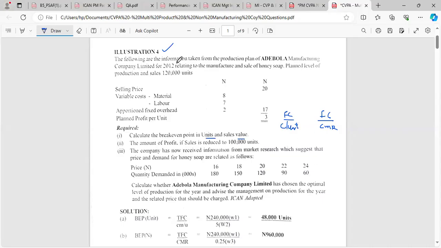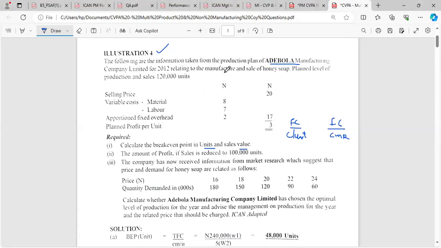It said that the following is the information taken from the production plan of Adebola Manufacturing Company Limited for 2012, relating to the manufacture and sale of honey soap. The planned level of production and sales is 120,000 units. So what you plan to produce and what you plan to sell is 120,000 units. Then the selling price is 20 naira per unit. Then variable cost is broken down into material and labor, which are 8 and 7 naira. Then the next is apportioned fixed overhead, which is 2 naira.